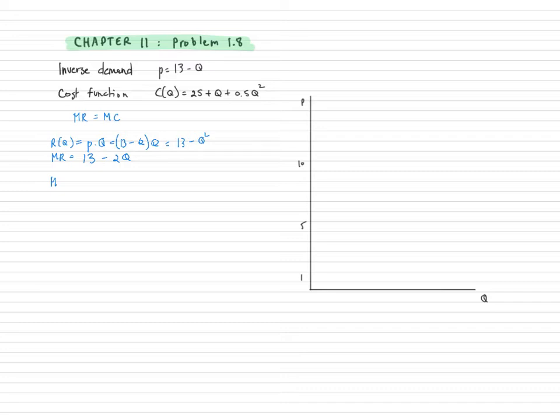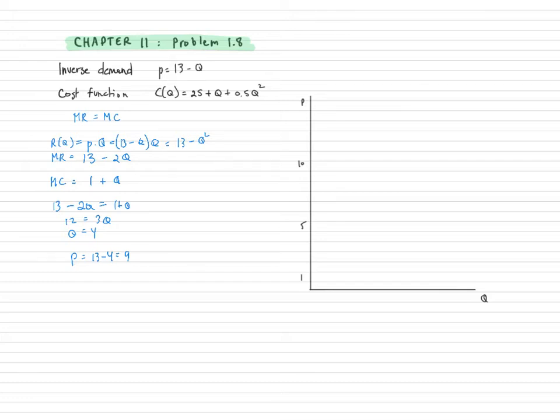We'll take the derivative of the cost function to get marginal cost. That's equal to 1 plus Q. Setting them equal to each other to find the optimal quantity gives us 12 equals 3Q, Q equals 4. Plugging the quantity into the demand function to find the maximum price that the monopolist can charge, 13 minus 4 is equal to 9.